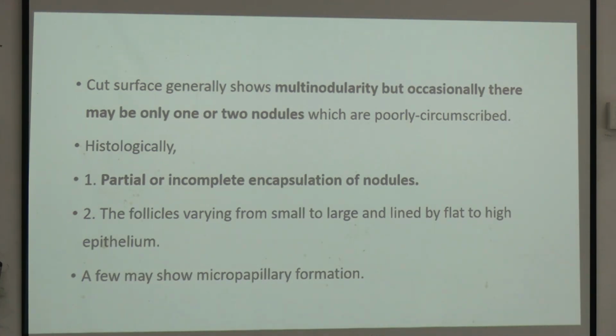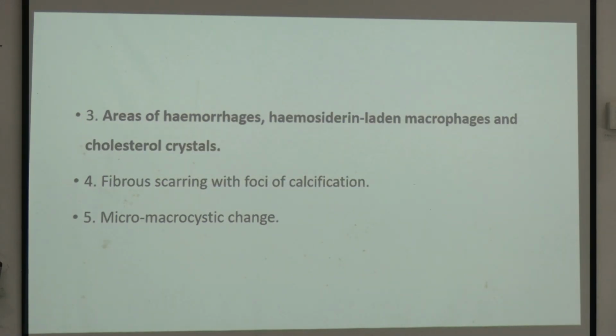Cut surface generally shows multinodularity, but occasionally there may be only 1 or 2 nodules. Histologically, there is partial or incomplete encapsulation of nodules, with follicles varying from small to large and lined by flat to high epithelium. A few may show micropapillary formation. Then areas of hemorrhages, hemosiderin-laden macrophages, and cholesterol crystals. Fibrous scarring with foci of calcification, micro- and macrocystic changes.